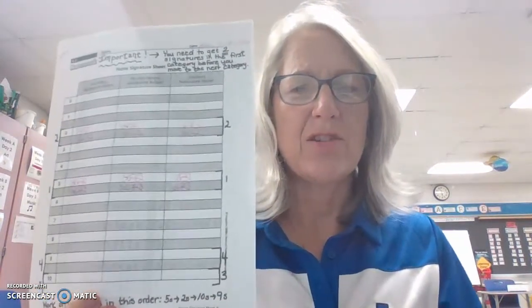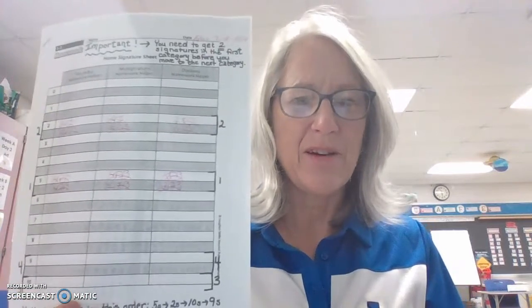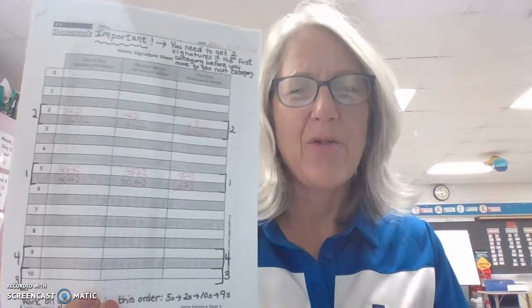So each count by has 6 signatures. When each one of these, the 2s, the 5s, the 9s, and the 10s, have their 6 signatures, then this page is turned back into Mrs. Baker, myself, and I will give them the next 4 that they should work on. And that will be due toward the end of October, beginning of November.